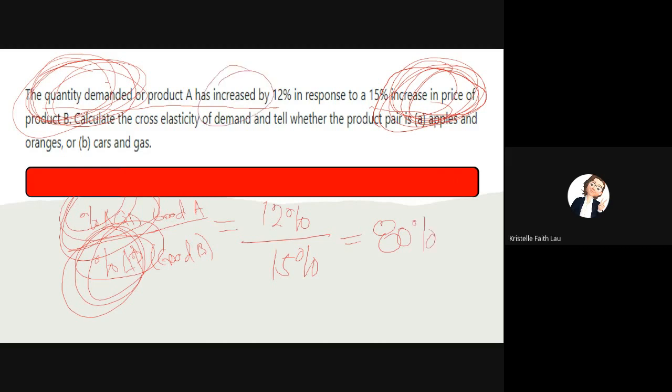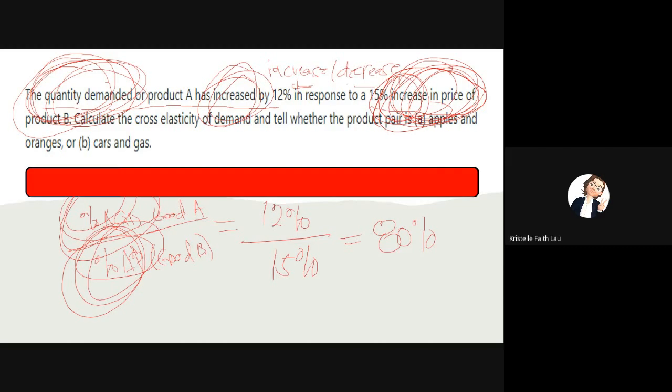Both are increased. So positive siya, increase. So hindi naman sinabing decrease. Kung decrease, it is negative. But here in our example is increased ang nakalagay. So look out for that word, no. It's either increase or decrease. So positive and negative. So here ato ang answer diri kay 80%.